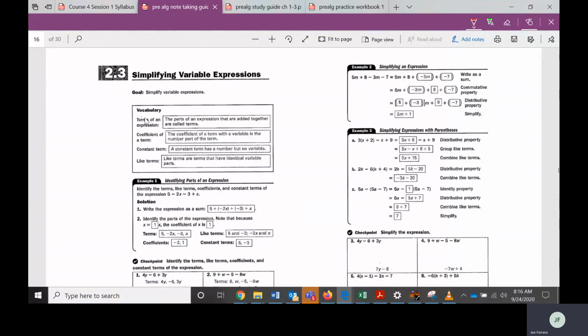Quickly, some of the definitions. Terms, we'll talk about those soon. Those are going to be the parts of an expression that are added together. Coefficient is going to be a number right in front of a variable, meaning that it's going to be multiplied by a variable. A constant term is a number that has no variable on it. And like terms are terms that have identical variable parts. Okay, so if that was fast and you don't have all of it, we'll go over those in a second.